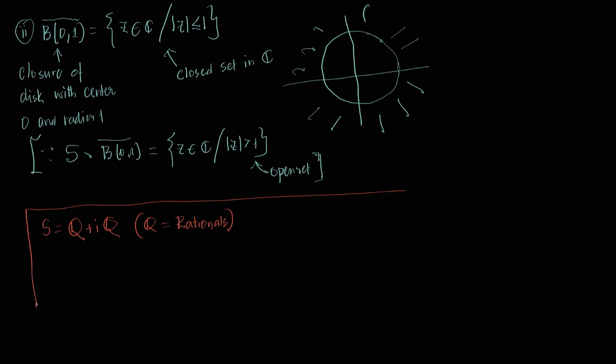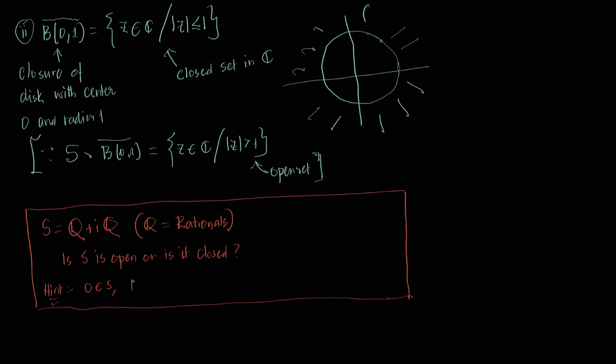Now you see this set S. The question which I want to pose is this. I want you to answer this: is S open or is it closed? That's the only question which I want you to answer, and I will give you a hint. Just think about it this way. Let's say that you start with 0, 0. So 0 plus i0, which is 0. The origin 0 is in S.